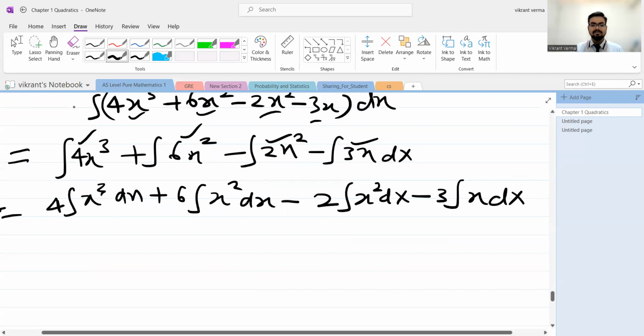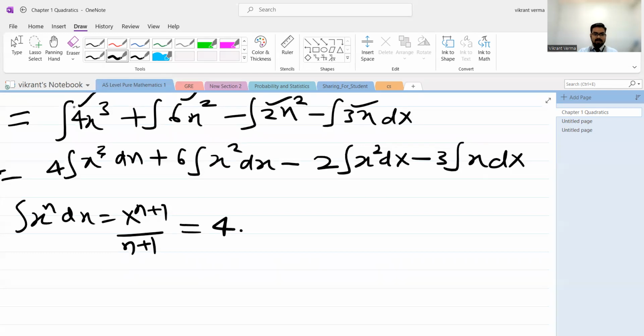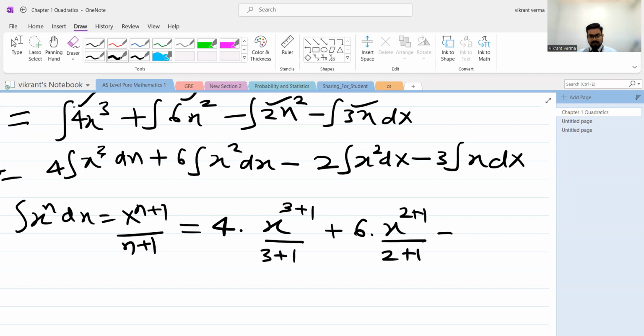Till this point I have only one formula, and the formula is that the integral of x raised to the power n dx is nothing but this value right over here. I will apply the same formula with different values of n. So this will become 4, and now it is x cube, so it will be x raised to 3 plus 1 divided by 3 plus 1, plus 6 times x raised to 2 plus 1 divided by 2 plus 1, then minus 2 times x raised to 2 plus 1 divided by 2 plus 1.